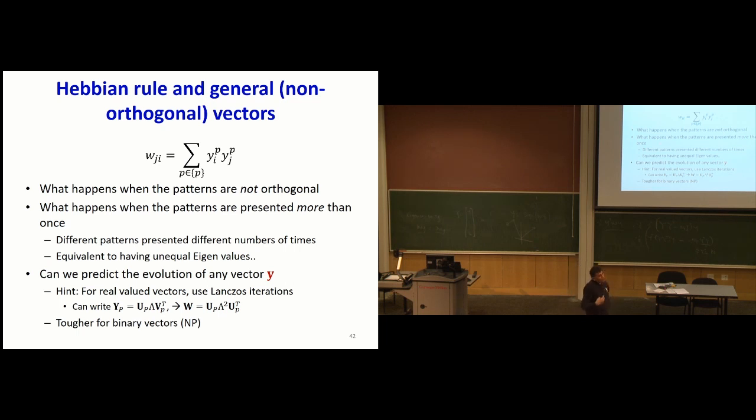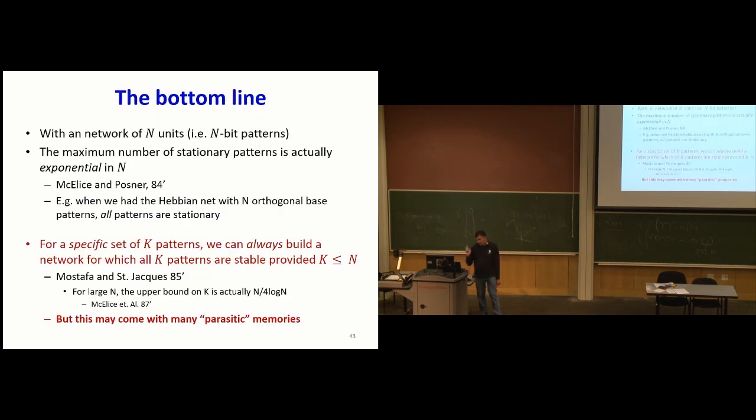Now, if I give you non-orthogonal vectors and I try to compose my weights matrix in the same way, can I predict how the network will evolve? Turns out you can. You can predict the evolution of the network perfectly because you can actually decompose these weights matrices into their eigenvectors. You can perform Lanczos iterations and it will tell you exactly how each vector is going to change.